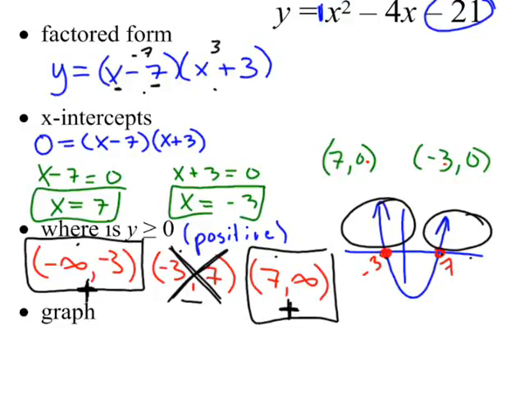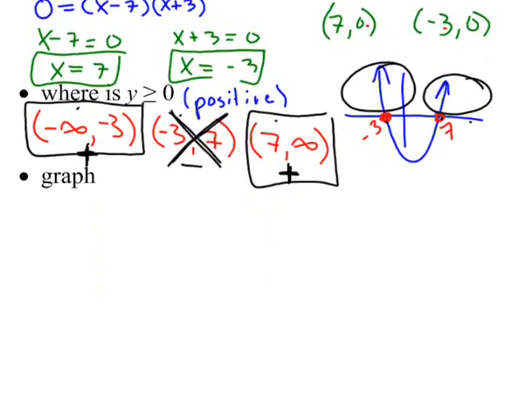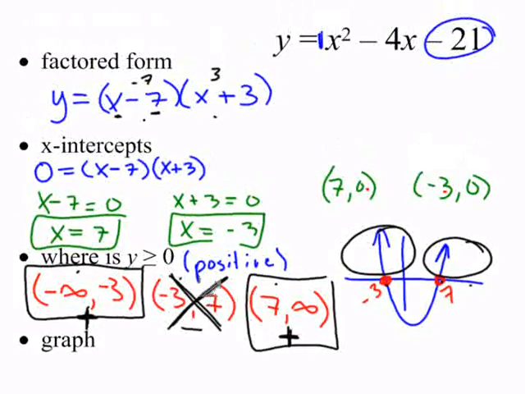Now we should be a little bit better with our graph because another point we should grab on our graph is our y-intercept. And so from our y-intercept, we know that the y-intercept is always c. And so this point here is -21.